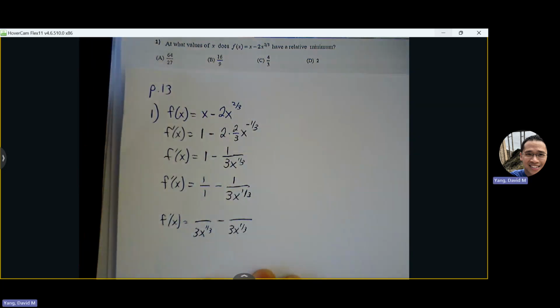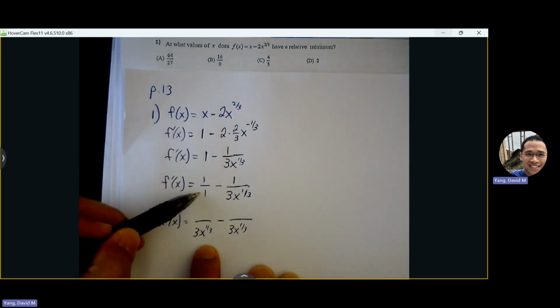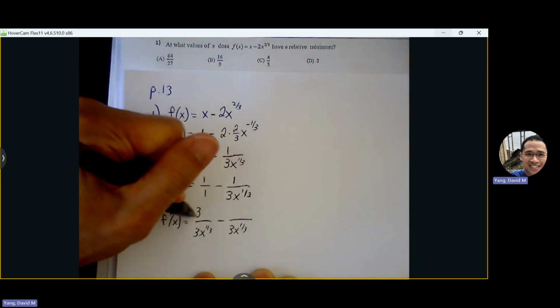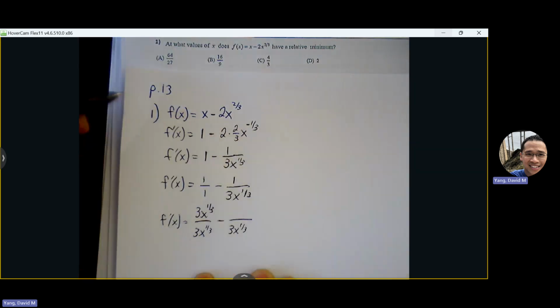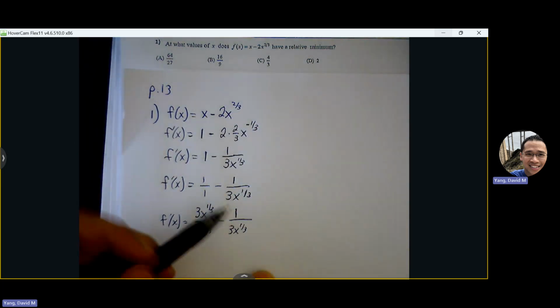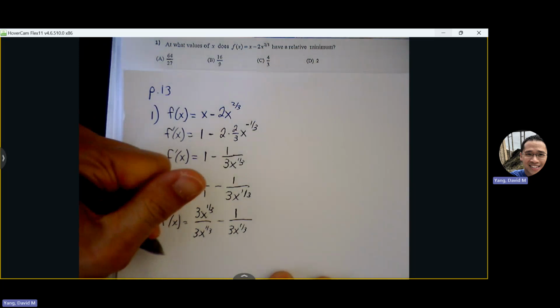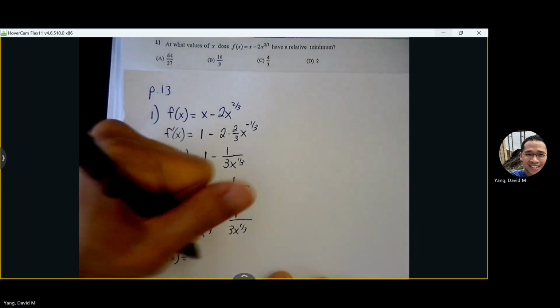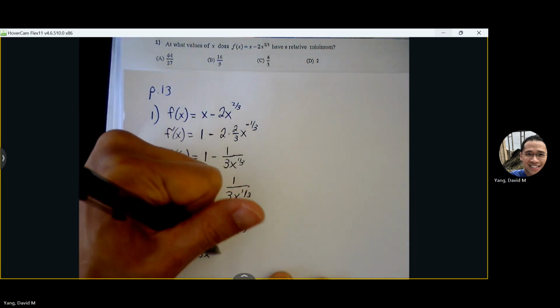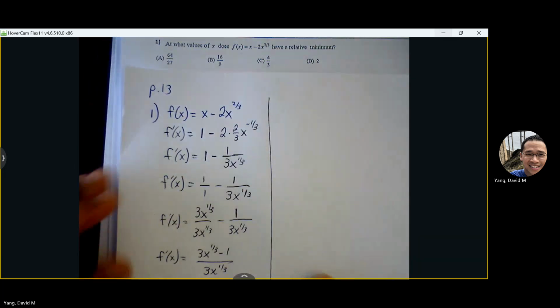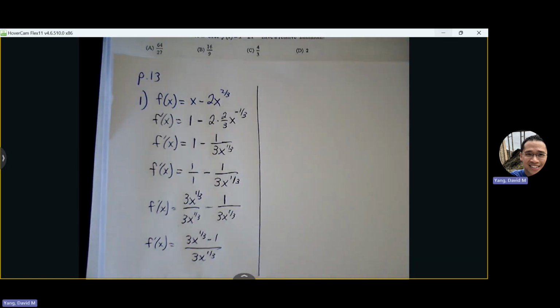I can balance each of the fractions here. My old denominator, I need to multiply at the bottom by 3x to the 1/3. So I'm going to balance the top by multiplying the top by that as well. The second term doesn't need to change. It's already the common denominator. So if I set the numerator equal to 0 and the denominator equal to 0, I'm going to find two critical points.